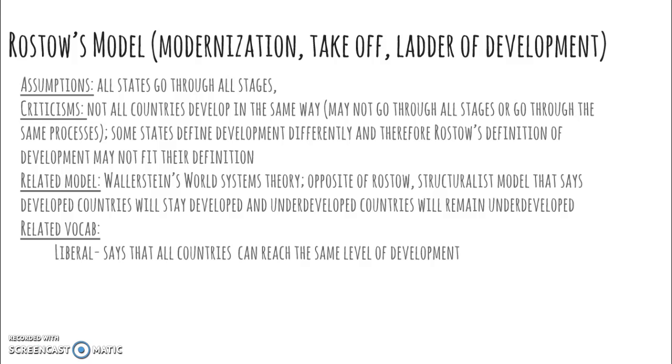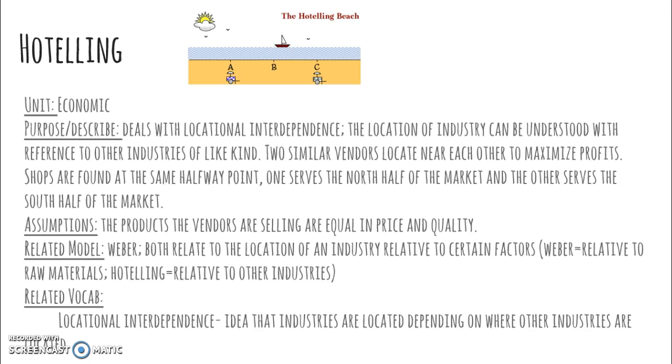Wallerstein's World Systems Theory is the opposite of Rostow, and it's because it's a structuralist model, while Rostow is liberal, which says all countries can reach the same level of development. Hotelling is in the econ unit. It deals with locational interdependence, and that the location of industry can be understood with reference to other industries of like kind. Two similar vendors will locate near each other to maximize profits.